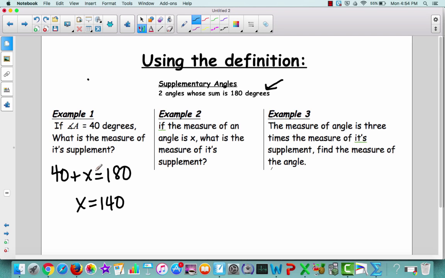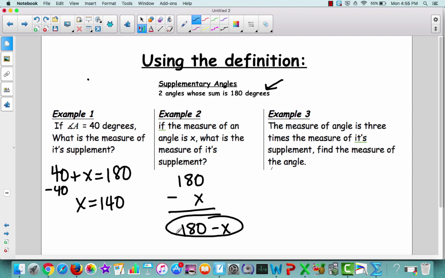All right, think of that now. It says if the measure of an angle is x, what is the measure of its supplement? Well, if you think about it, you really just subtracted 40 from 180, right? So we're going to let y be the supplement. So y plus x equals 180. I would take that 180 and subtract the angle that I have, in this case x, from it, and I would get 180 minus x. So if the angle is x, then its supplement is 180 minus x, meaning 180 minus whatever it is.